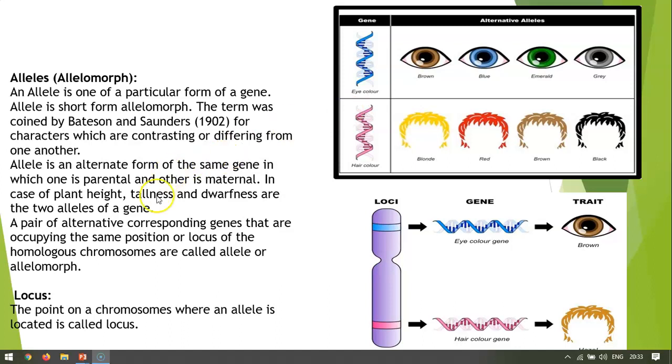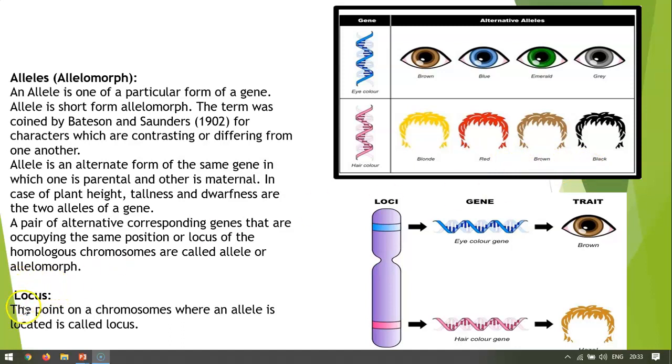For example, for his height, he had tallness and dwarfness. Here we have another example, the gene for hair color. You have different types or alleles which can determine the color of your hair. You have blonde, red, brown, black.